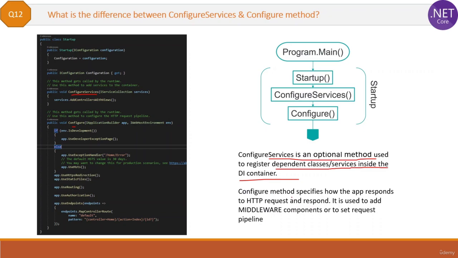The configure method is a different method. It specifies how the app responds to HTTP request and response. It is used to add middleware components or set up a request pipeline. So that's it, all about configure services, configure, program.cs file and the startup.cs file in this part. In the next part, we will cover some more questions on .NET Core.